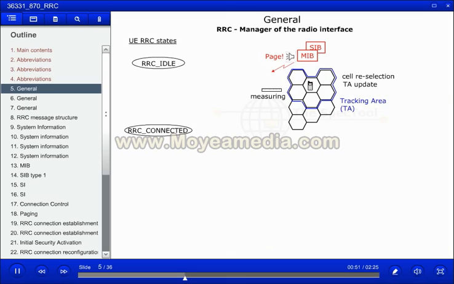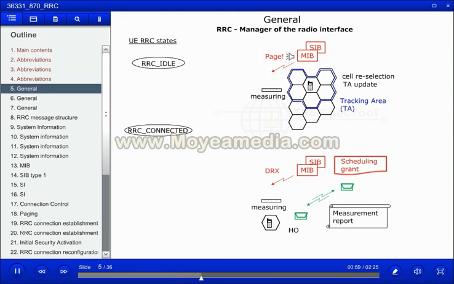If the UE is in RRC connected state, the UE will still listen for updated system information. It will also listen for scheduling grants, both for uplink and downlink data services. However, the UE may be configured for discontinuous reception, DRX, and will then follow a specified sleep mode, configured by RRC in the eNode B. The UE will send measurement reports to the eNode B, and it is the eNode B that takes the decision for handover. The UE location is known on cell level.